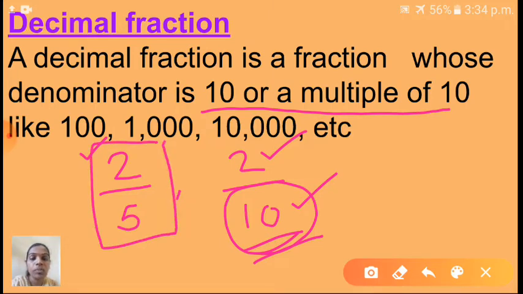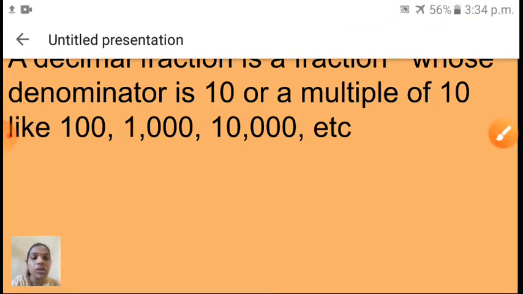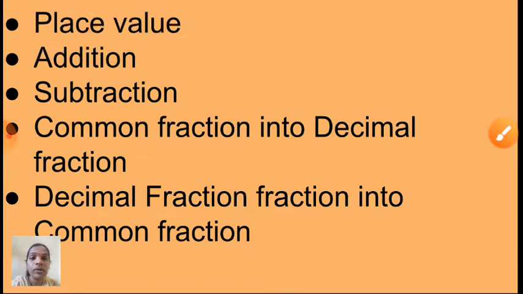And this one is 2 upon 5, it is called what? Common fraction. This common fraction we can convert into a decimal fraction. Okay children, that I will teach you now. Understood? Before that I would like to say about the content outline.